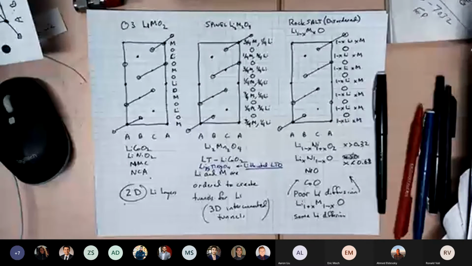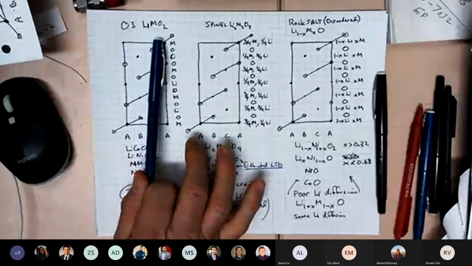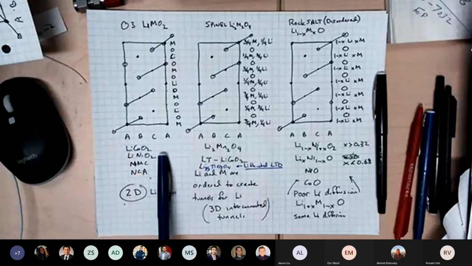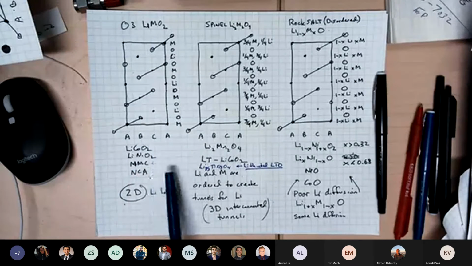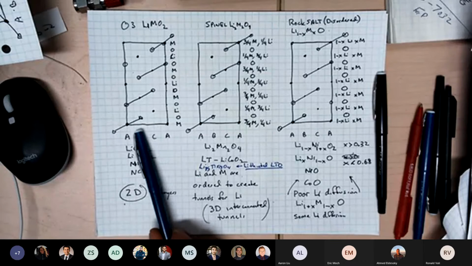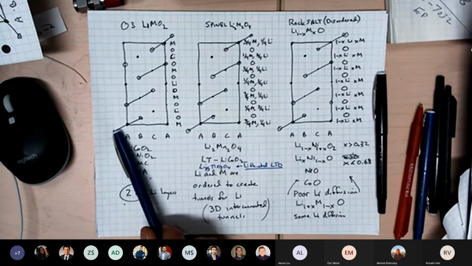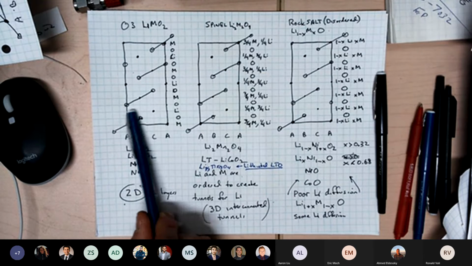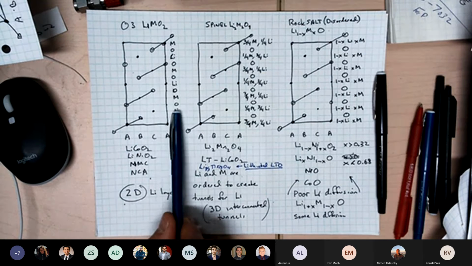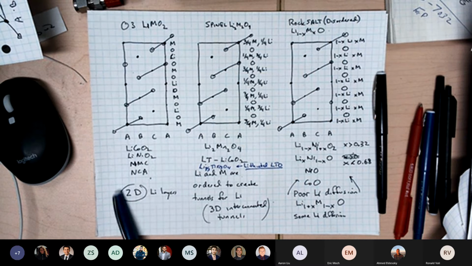So I've started over on the left side with O3 lithium transition metal oxide. So this could be lithium cobalt oxide, lithium nickel oxide, NMC, NCA, and all of this. And we've talked about the structure. It has metal oxygen slabs, oxygen, metal, oxygen, and then a pure lithium layer, okay? And in this case, the lithium can only diffuse in the layer. It can't move from one layer to the other. So this is two-dimensional lithium diffusion in this compound.